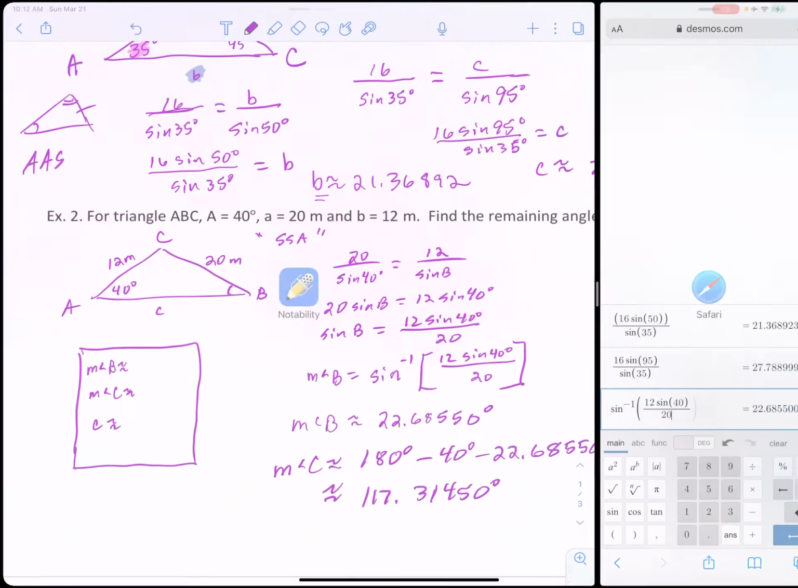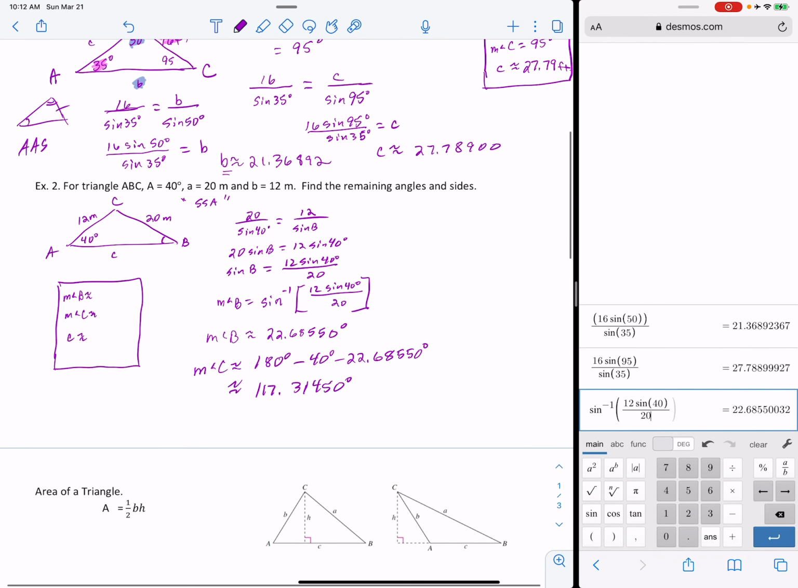I'll move this over a little bit. And so now that I know C, I can set up, again, 20 is to the sine of 40 degrees, as C is to sine of the measure of angle C, which is the 117.31450. On this one, if you don't use enough decimal places in that angle, you could have rounding error when you go to 2 decimal places, and you would lose points for that. So you want extra decimal places when you're using this to get another value.